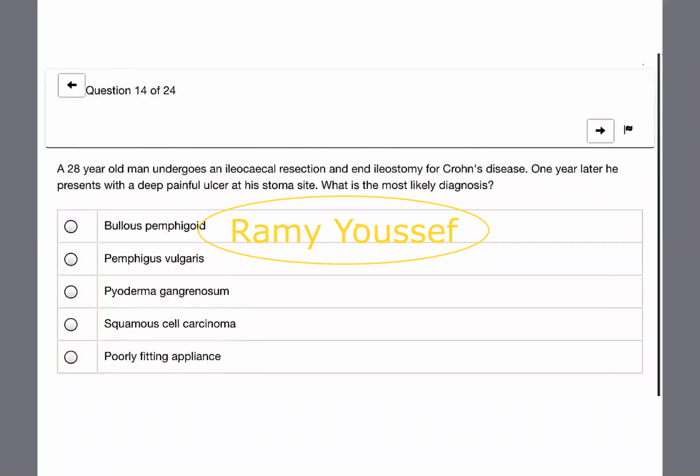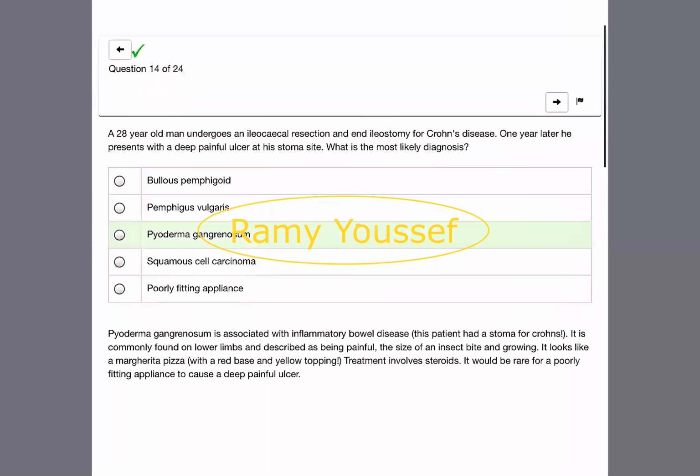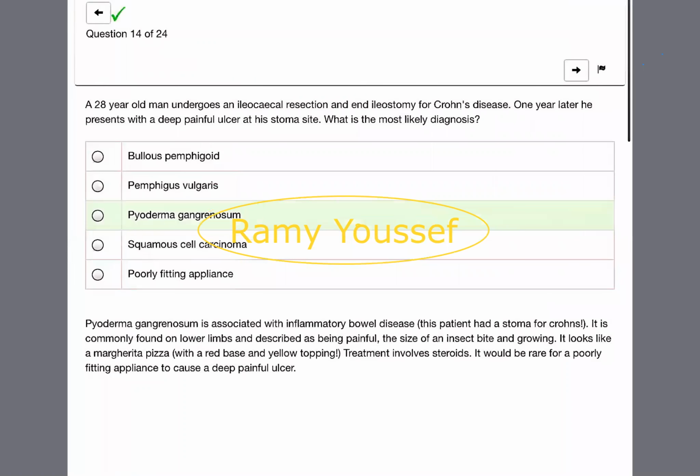Next question. A 28-year-old man undergoes an ileocecal resection and end ileostomy for Crohn's disease. One year later, the patient presents with a deep painful ulcer at his stoma site.